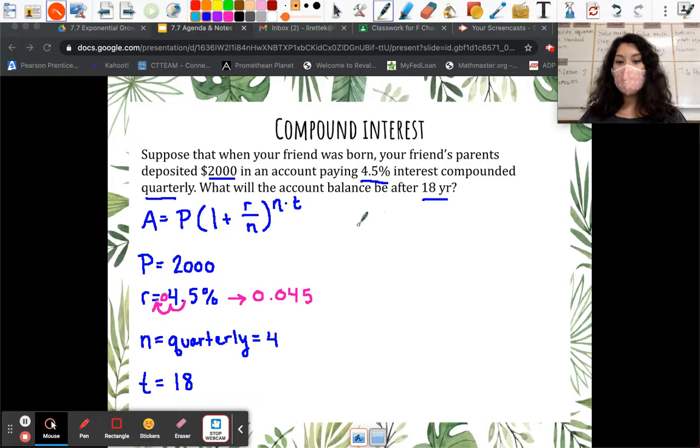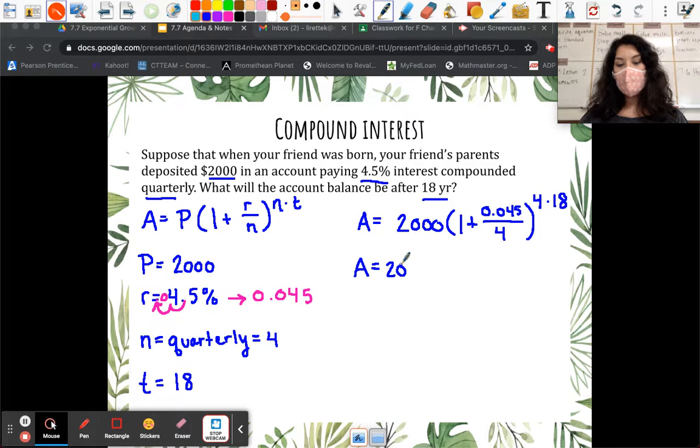It's a rinse and repeat method. My account balance is going to be 2,000 times the quantity, 1 plus 0.045 divided by 4, all raised to the 4 times 18. Now, I'm just going to use order of operations to simplify. I have to do what's in parentheses first, and in parentheses, I've got two operations, addition and division. In math, we divide before we add.